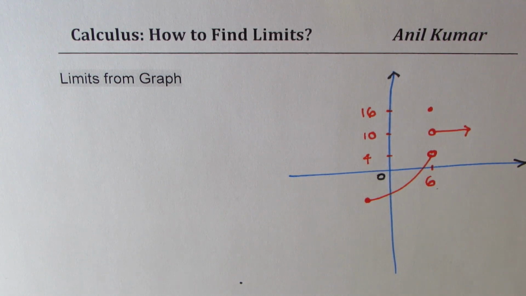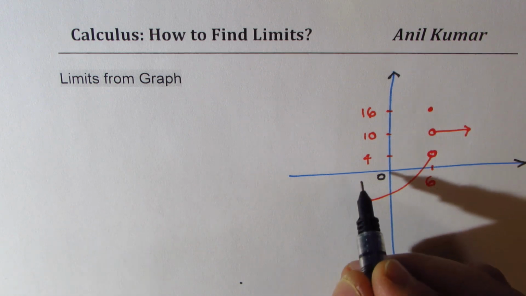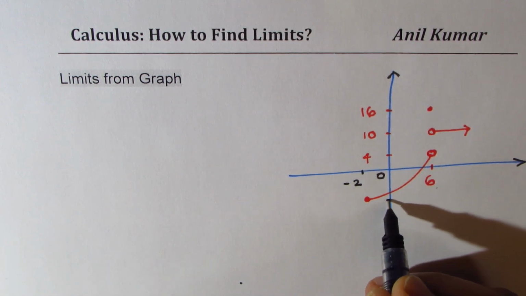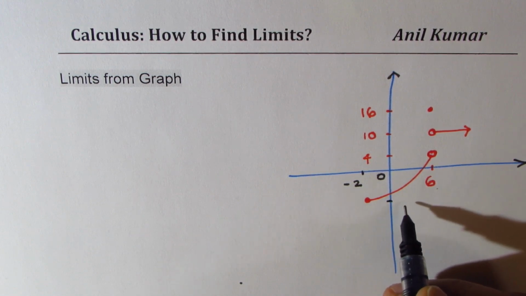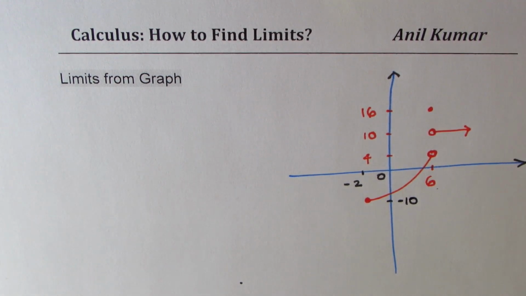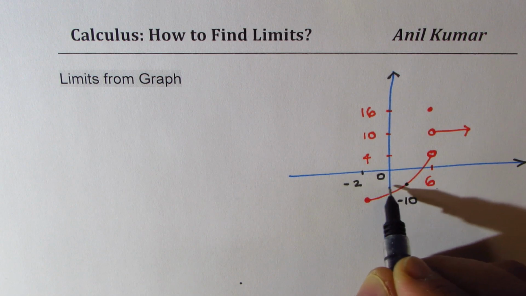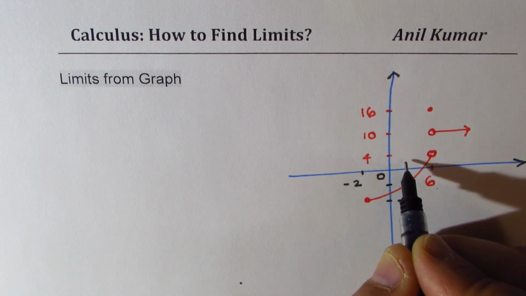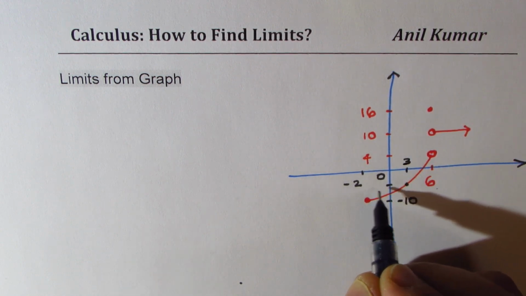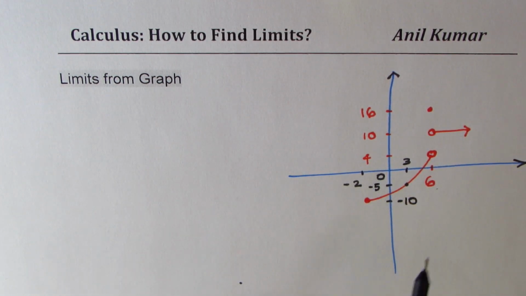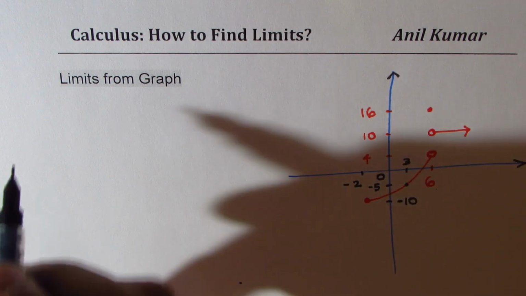Now for this particular function, let's say this point is minus 2 and here we have a value, let us say, minus 10. In between, let's take a point somewhere here whose value is, let's say, 3, and this value is, let's say, minus 5. Now based on this graph you have to answer these questions.